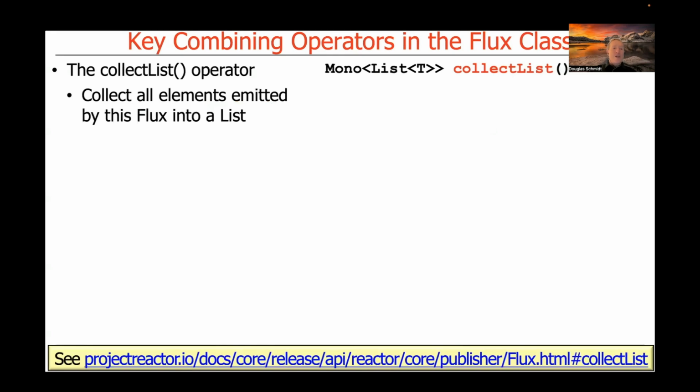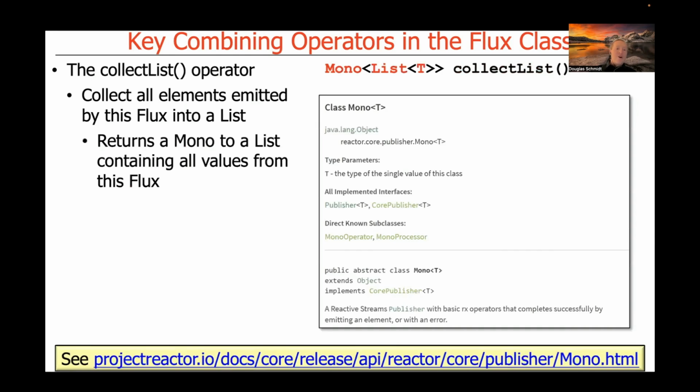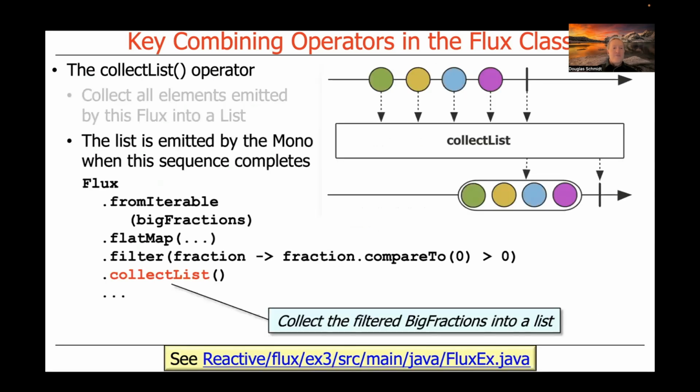Let's turn our attention now to the collectList operator. This is a very handy convenience combining operator that collects all the elements that are emitted by a flux into a list and returns it as a mono to the list. So you get back a mono that will emit the list that has all the values that came out of the flux. So this is a very useful operator if you want to convert from the reactive world to the non-reactive world. So the world of fluxes to the world of lists. And the list itself will be emitted by the mono when everything is done.